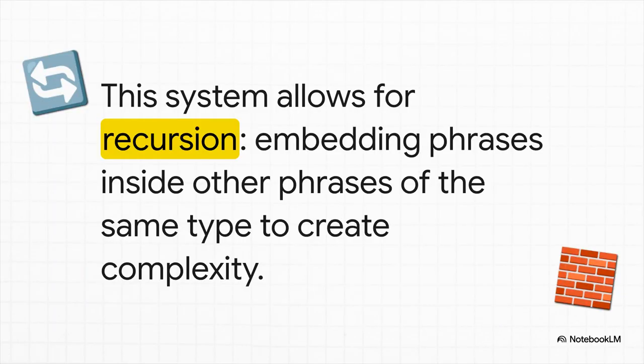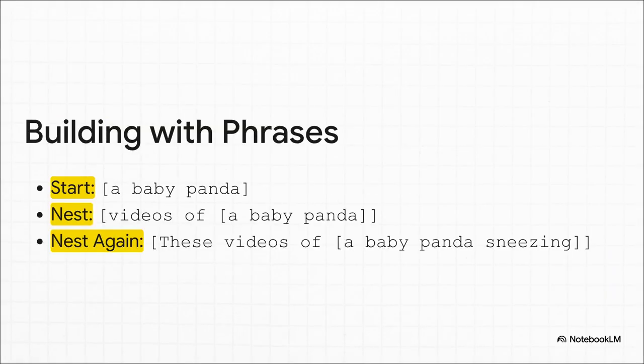And this is where your brain does something that is just mind-blowing. This whole system of heads and phrases allows for nesting. We can literally put phrases inside of other phrases, which lets us build infinitely complex sentences from these very simple parts. Check this out. We start with a simple noun phrase, a baby panda. Now we can tuck that inside another noun phrase, videos of a baby panda. And we can even go one level deeper, these videos of a baby panda sneezing. Do you see how a baby panda is nested deep inside that bigger structure? That's the creative engine of language right there.